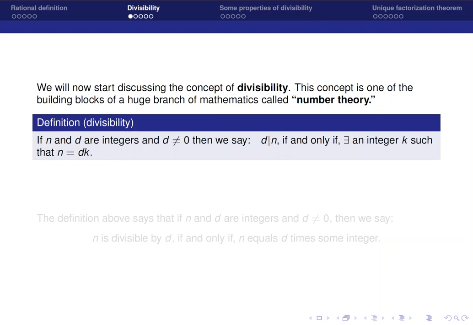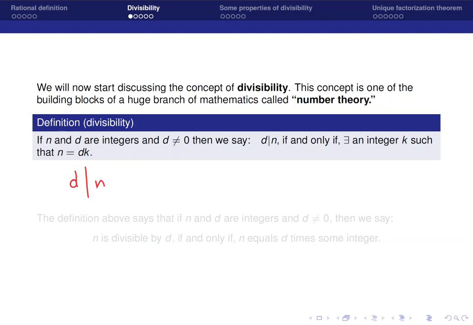First of all, we're going to start with two numbers, n and d, which are both integers, and we want d to not be equal to 0. We say that d divides n if and only if there's an integer k such that n is equal to d times k. So first of all, the symbol for divisibility is d slash n, not to be confused with a fraction notation. So please be careful.